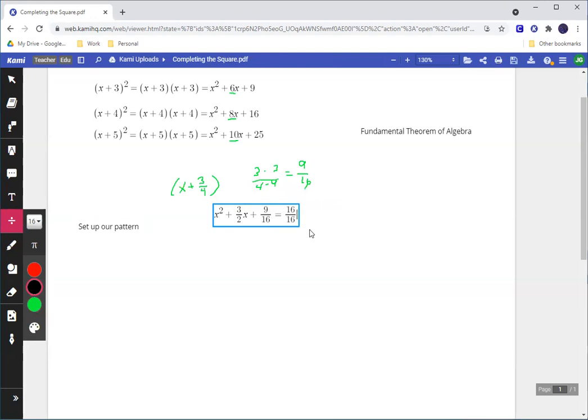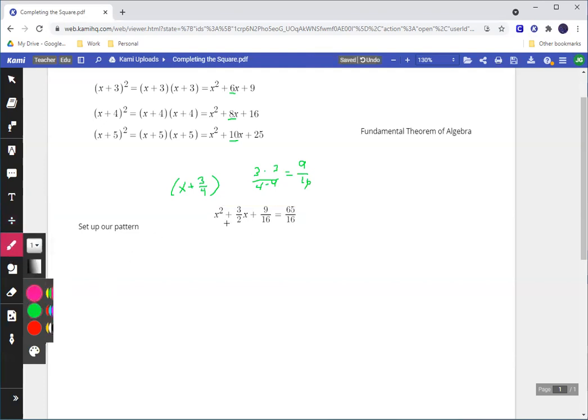So 49/16 plus 16/16 is going to be 65/16. 49 plus 16 is 65. So now we have our pattern. 3/4 plus 3/4 is 3/2. 3/4 times 3/4 is 9/16. That's our pattern. So we know that this is going to be replacing this.